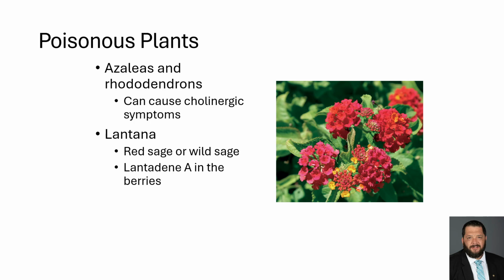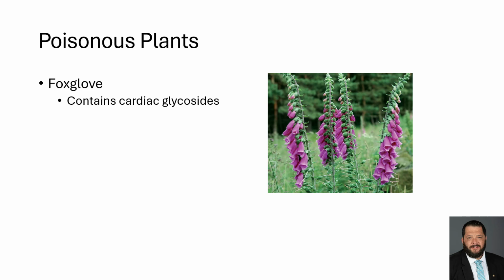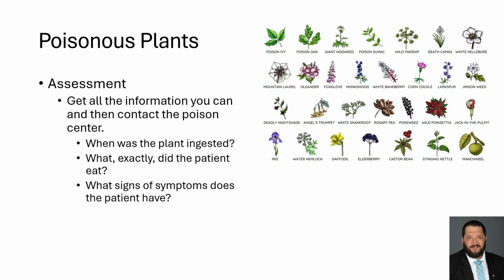Azaleas and rhododendrons can cause cholinergic type symptoms, so simpler, milder versions of symptoms that look a lot like organophosphate toxicity. Lantana or red sage or wild sage can also create some complications. Castor beans, chewing just on a few seeds can kill a small child, as ricin can cause a variety of toxic effects. And foxglove is another poisonous plant that's not necessarily common, but can be seen, and it contains cardiac glycosides, and effects much like digitalis.